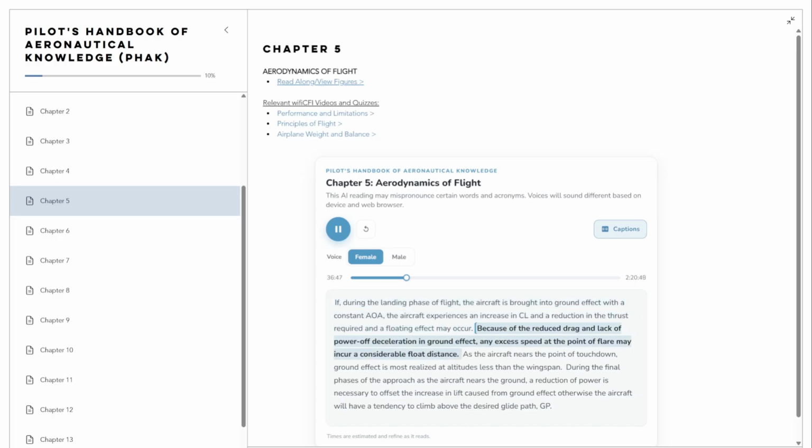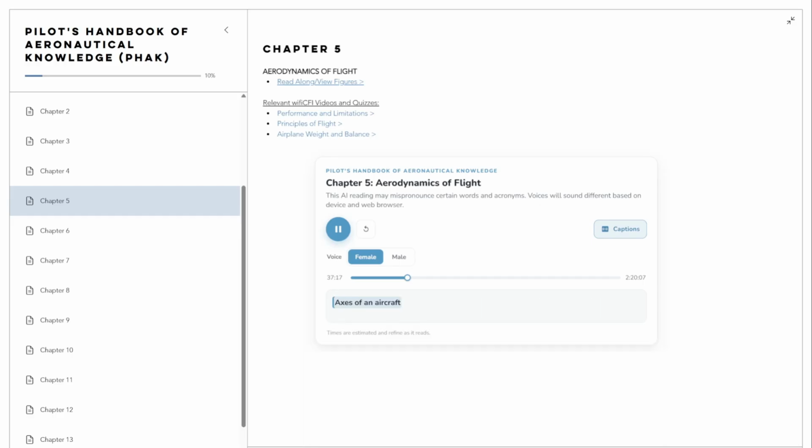Because of the reduced drag and lack of power off deceleration in ground effect, any excess speed at the point of flare may incur a considerable float distance. As the aircraft nears the point of touchdown, ground effect is most realized at altitudes less than the wingspan. During the final phases of the approach as the aircraft nears the ground, a reduction of power is necessary to offset the increase in lift caused from ground effect, otherwise the aircraft will have a tendency to climb above the desired glide path, GP.